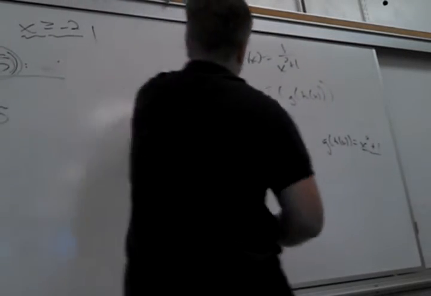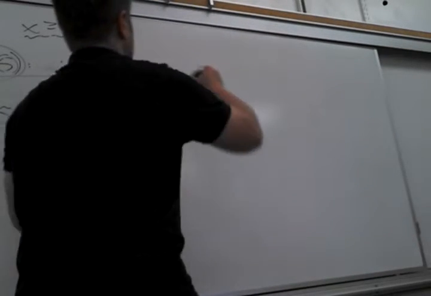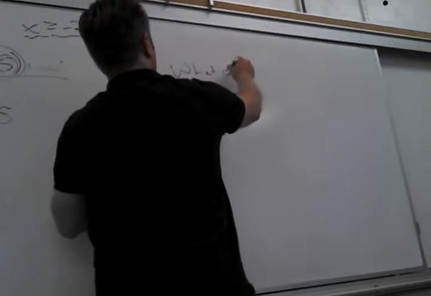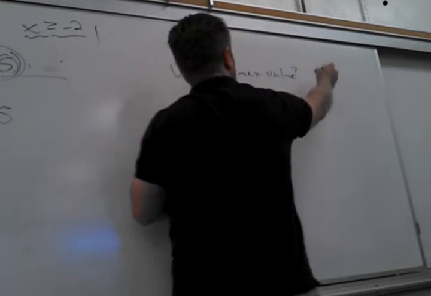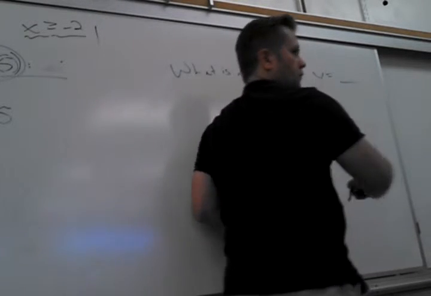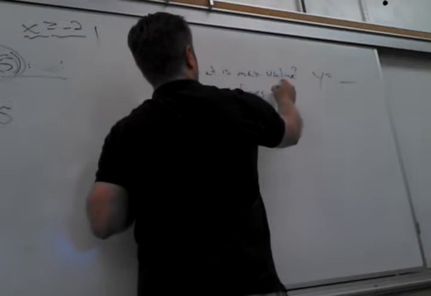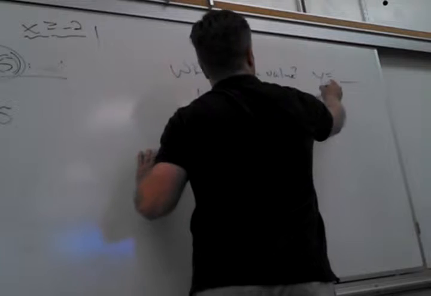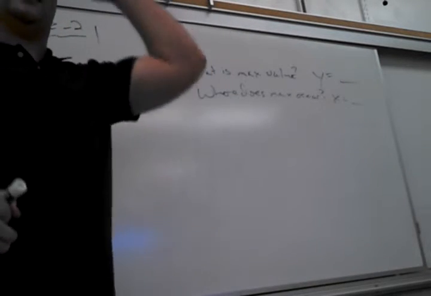I wasn't overly critical on the homework, but you do have to be careful. When they say, what is the max value? That is the y, that's the output. When they say, where does the max occur? That's the x value. X's are always where things happen, and y's are what the hell happened, right?